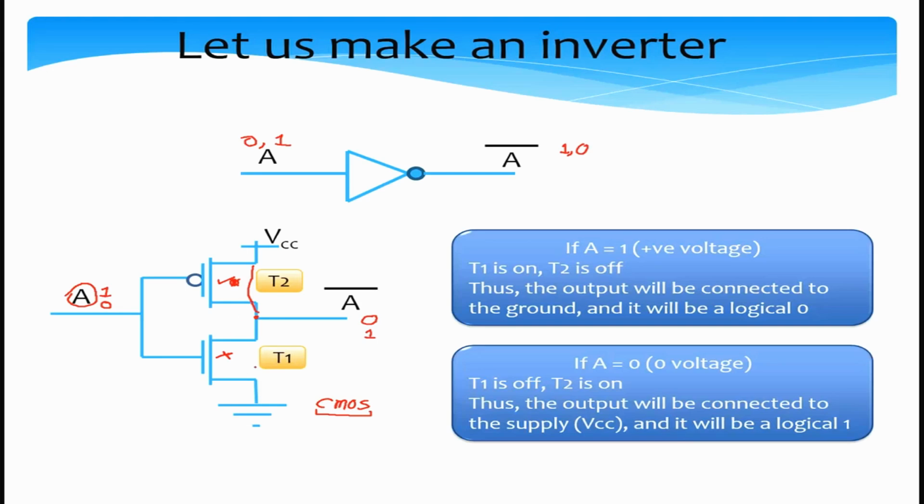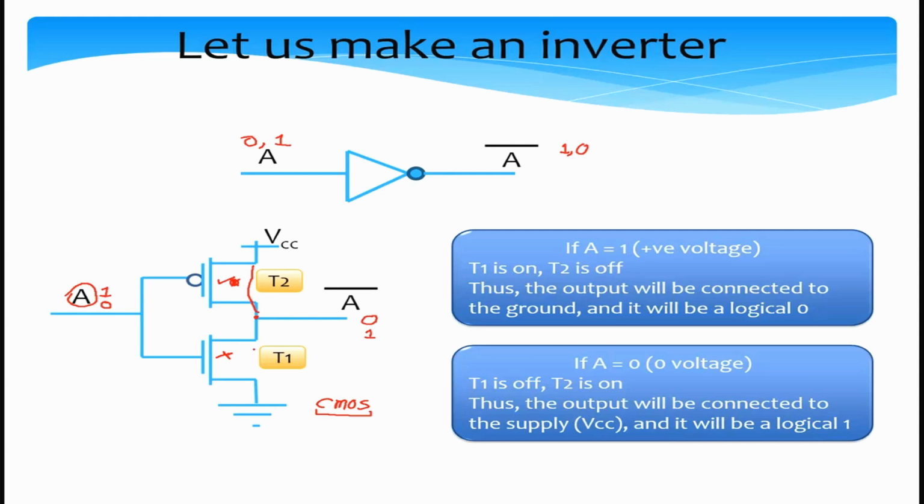But the important thing is that we put NMOS and PMOS in series, and one end of NMOS is at the ground and one is at VCC. All that you need to do to understand the operation of such circuits is basically consider pairs of inputs. So if the input is a logical 1, then you need to find out which transistors are on and which are off. In the case of logical 1, T1 is on and T2 is off. So the output gets connected to ground, hence it is 0.